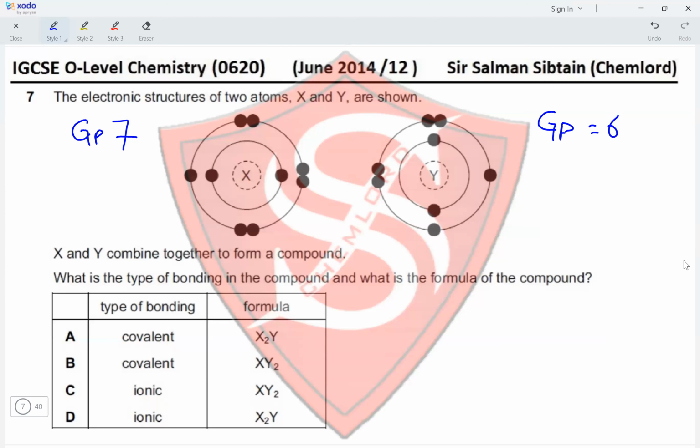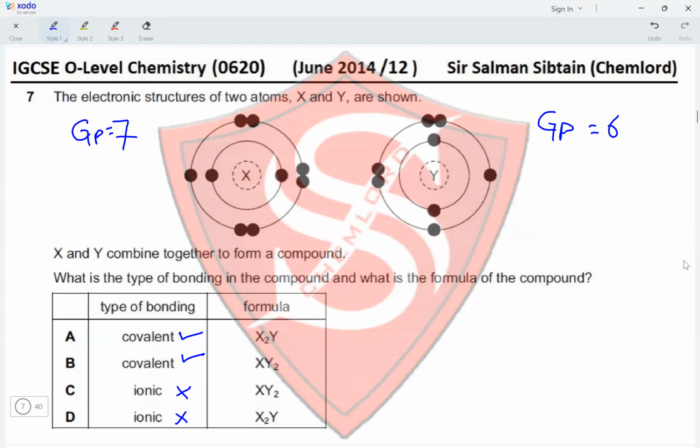So, yeah, 2, 4, and 6. Yes. Group 6 and 2, 4, 6, and 1, 7. Yeah. So X belongs to group 7 and Y belongs to group 6. So Y and X both need to gain electrons to achieve a noble gas configuration. That means they will share electrons. So if they are sharing electrons, that makes them covalent compounds. So this eliminates options C and D.